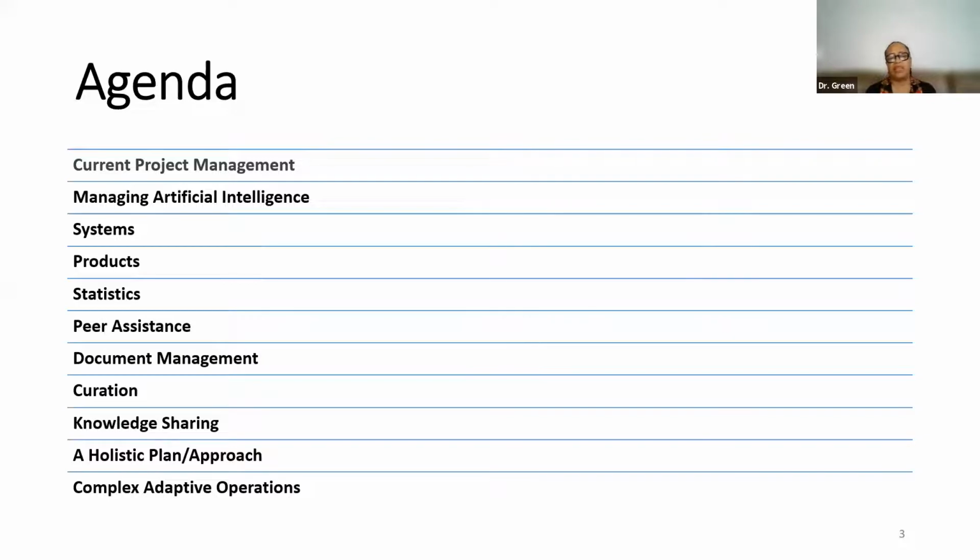My agenda today is, I'm going to talk a little bit about current project management, because sometimes it seems as though with AI and KM projects, we kind of circumvent that. And then I'm going to talk a little bit about managing intelligence, looking at what I've said about artificial intelligence and how you need to scope it, so to speak. And then I'm going to talk about some KM areas like peer assistance, document management, which we've talked about extensively, curation, which we kind of tied to intelligence, but curation is actually something that crosses the boundaries. And then we need to have this holistic plan and how this hits with complex adaptive operations.